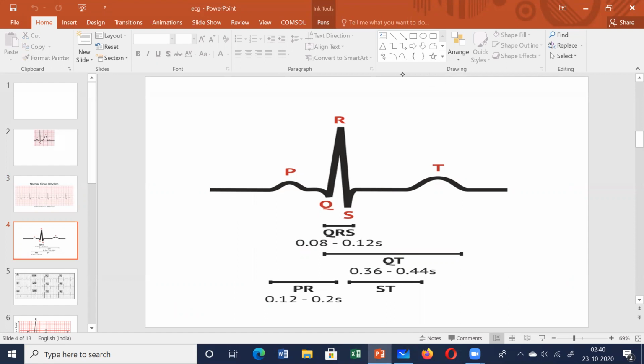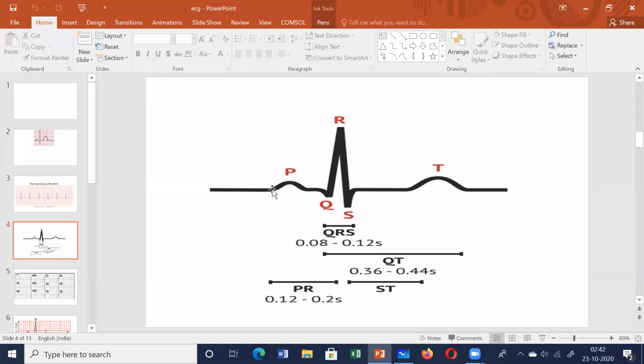So the PR interval, as you can see from this, is usually measured in milliseconds. It extends from the beginning of the P wave until the beginning of this QRS complex. Okay, so until the beginning of this QRS complex. And the duration is normally 0.12 to 0.20 seconds.